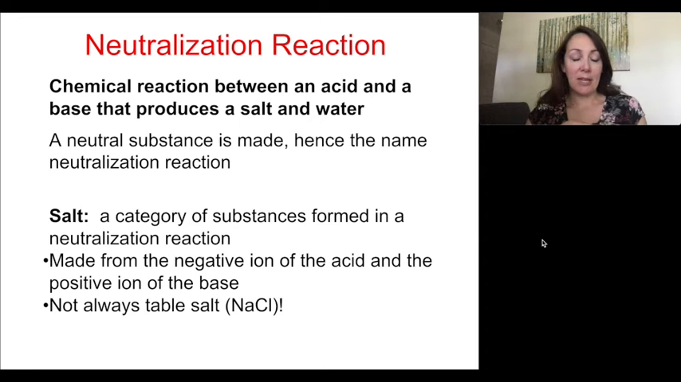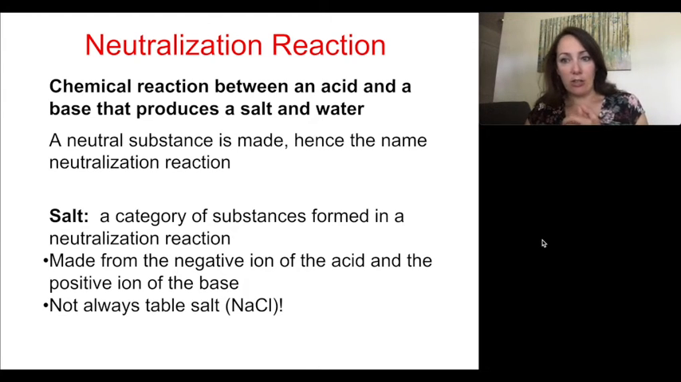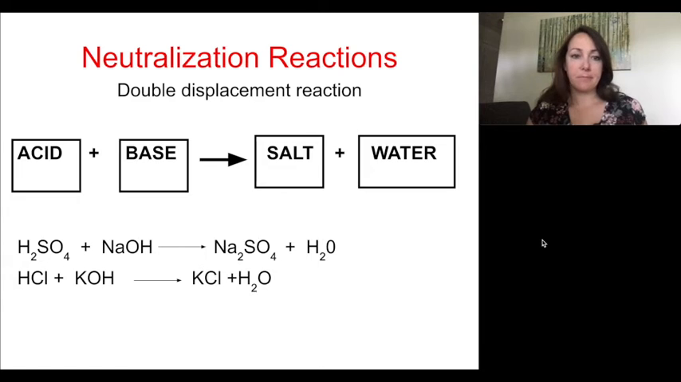So a salt, when we think about salt, we think about the little shaker of white stuff we put on our food at dinner or lunchtime or even breakfast. But that's not the only kind of salt there is. Salt is a category of substances that is formed in a neutralization reaction. It's made from the negative ion of the acid and the positive ion of the base, okay? So again, we're taking the negative ion from the acid and the positive ion from the base, and that's going to create a salt.